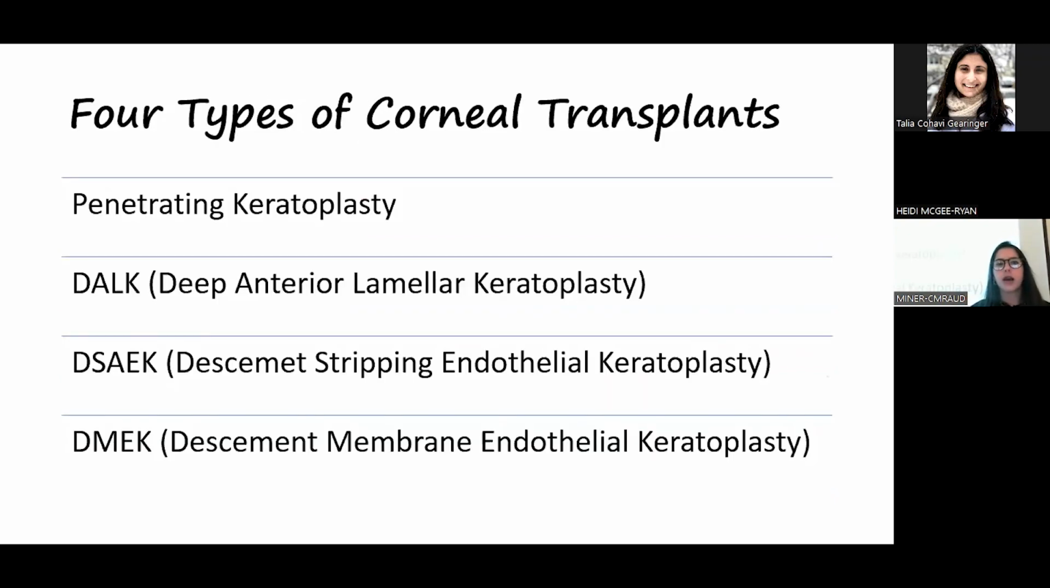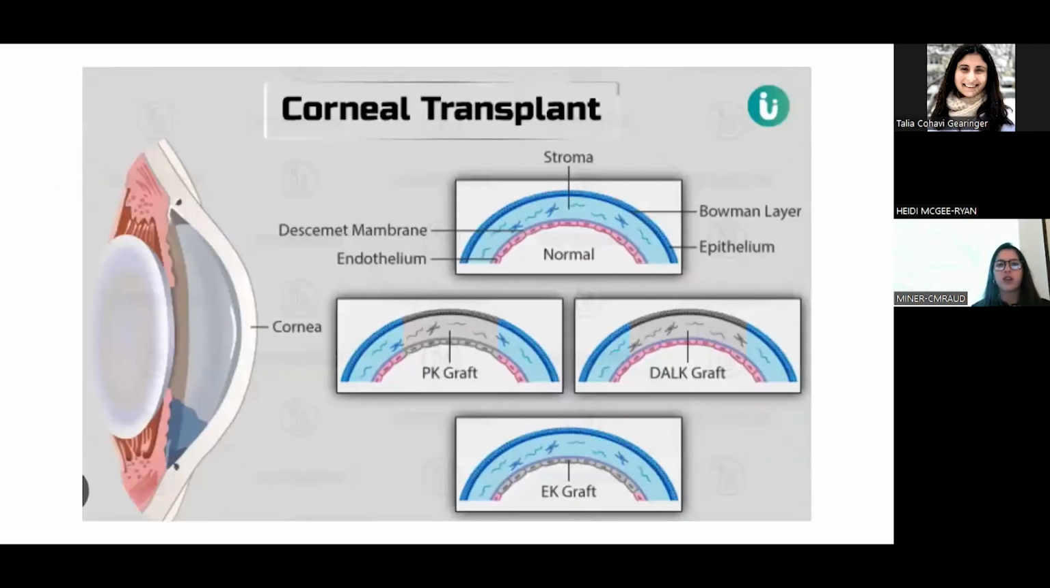So there are 4 types of corneal transplant. We have the penetrating keratoplasty, what we call the DALK, DSEK, and the DMEK, and we're going to go over all of them. So this is just a picture to understand how they differ from one another.